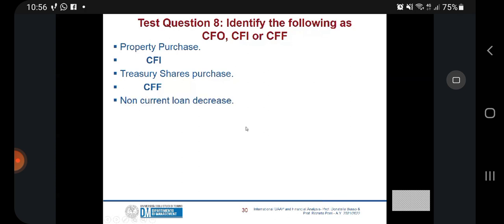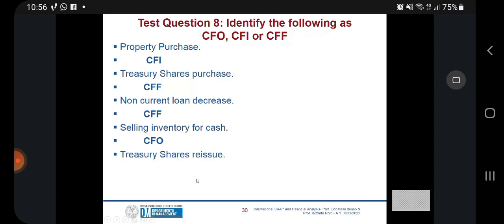Non-current loan decrease. It is non-current, but still it's a loan. Decrease means that usually it's a payment, part of cash flow from financing. Again, the loans are part of the financial structure of the company and will be included in the financing activity. Selling inventory for cash. Now this is the common business that most companies do, so it's cash flow from operating.